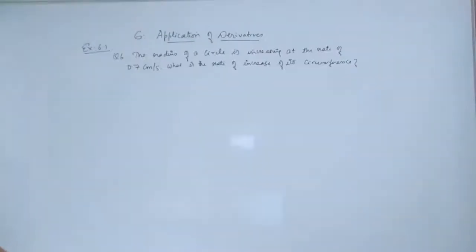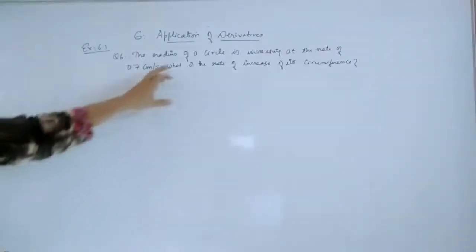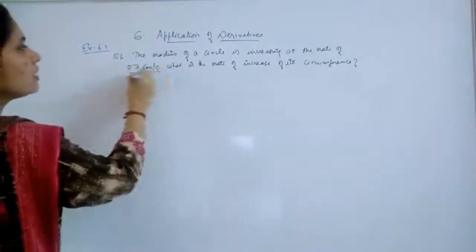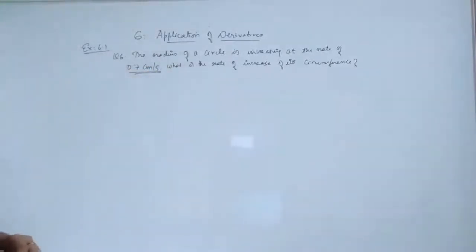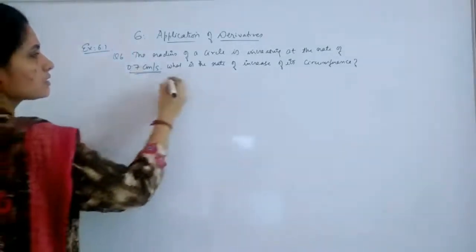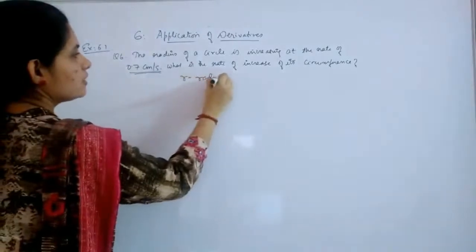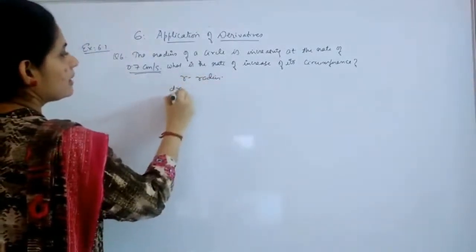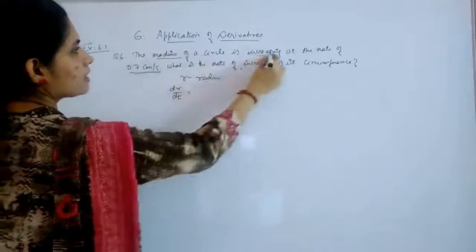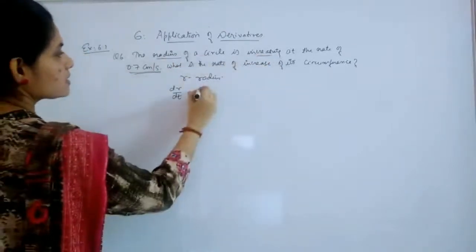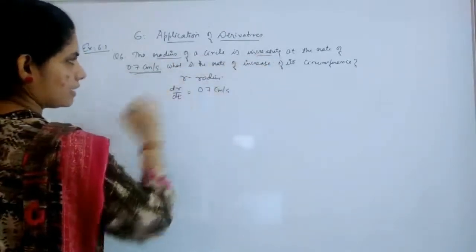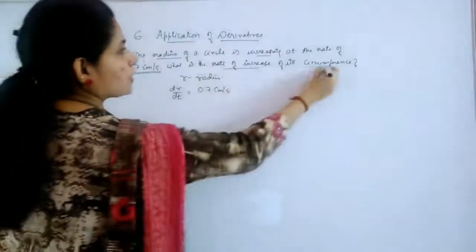Question number 6 is, the radius of a circle is increasing at the rate of 0.7 centimeter per second. What is the rate of increase of its circumference? So the thing which is given is, when r is the radius of the circle, dr by dt is given. Radius is increasing means it is the rate of change of radius, which is 0.7 centimeter per second. And you have to find out the rate of increase of its circumference.